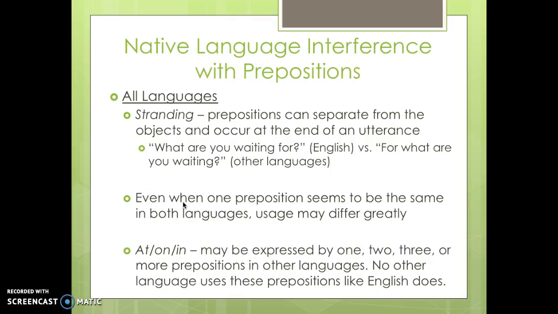Even when one preposition seems to be the same in both languages, usage may differ greatly. And the difference between at, on, and in, they may be expressed by 1, 2, or 3 or more prepositions in other languages. No other language uses these prepositions like English does.